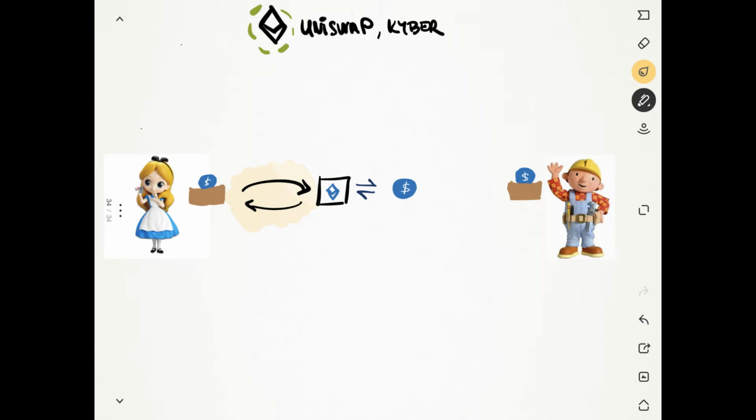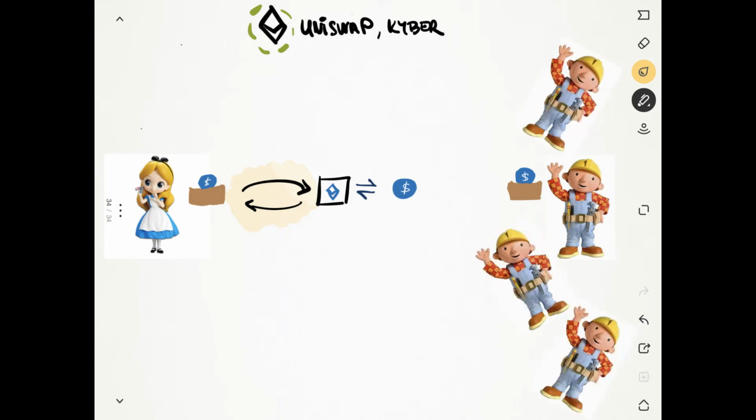And on Uniswap, there's actually no single Bob. There are many, many, many Bobs. And they are depositing assets into something called a liquidity pool. So when Alice asks for the price of one ETH, she actually asks this liquidity pool. Now, this liquidity pool is in practice a smart contract. And you see the problem here, right?